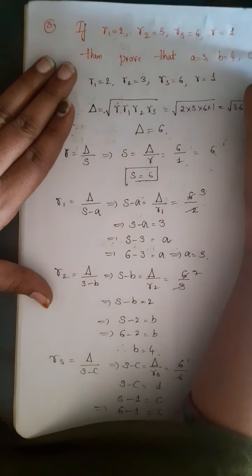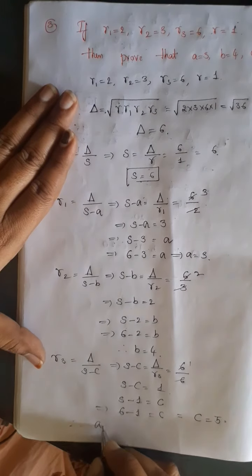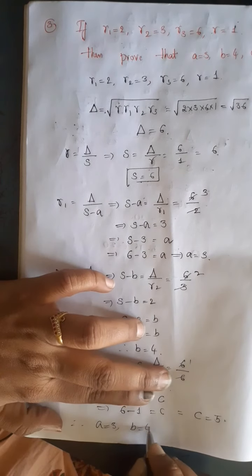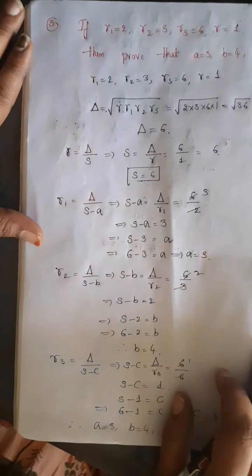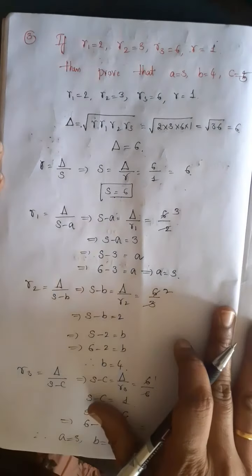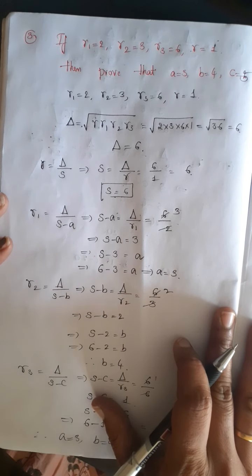Hence we proved that A is equal to 3 and B is equal to 4, C is equal to 5. This type of question carries 7 marks. Such easy questions, right? You practice well.